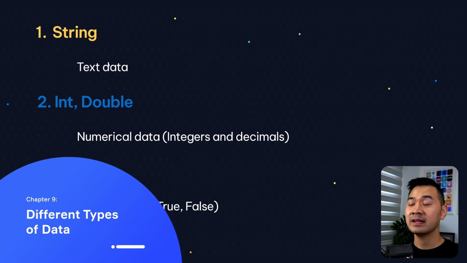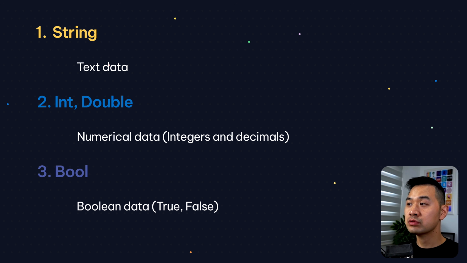So here's a list. Now it's not exhaustive, but these are the most common and basic data types that you will begin working with. So first of all, let's talk about the string data type. This is what we've been working with so far. It's text data.